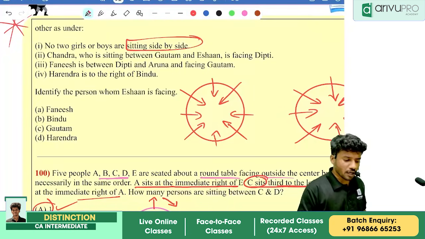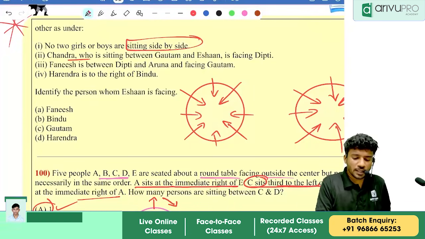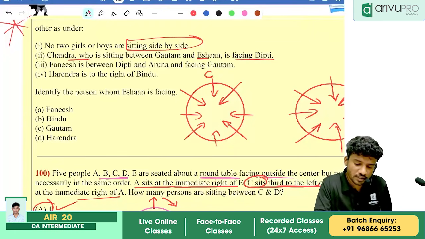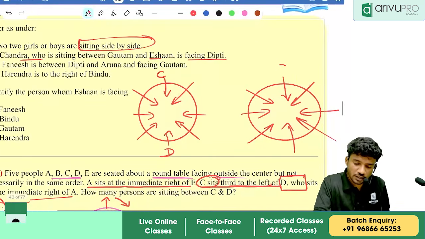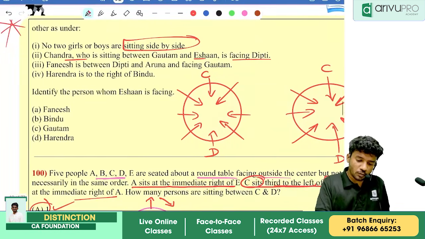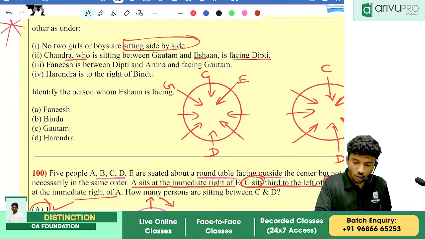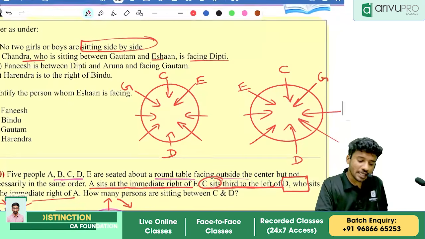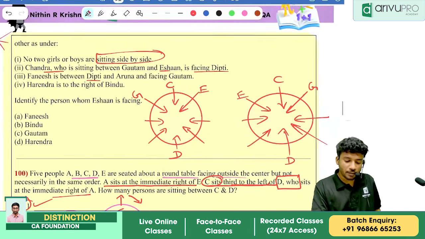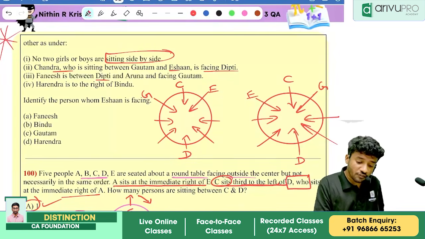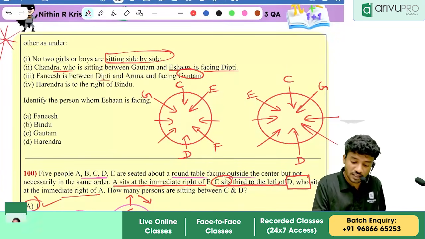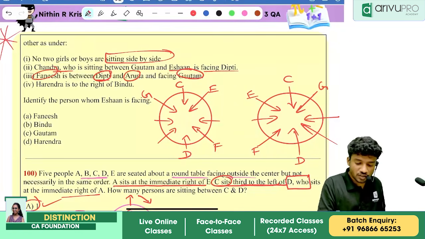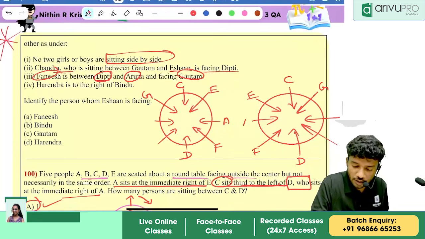alternately they should sit. Now, Chandra, who is sitting between Gautam and Ishan, is facing Deepti. So, Chandra is facing whom? Deepti. Chandra is between Gautam and Ishan, or Ishan and Gautam. Two possibilities are there, right? Yes. Now, Fanish is between Deepti and Aruna, facing whom? Gautam. So, Fanish is facing Gautam, and sitting between Deepti and Aruna. Aruna will be over here.